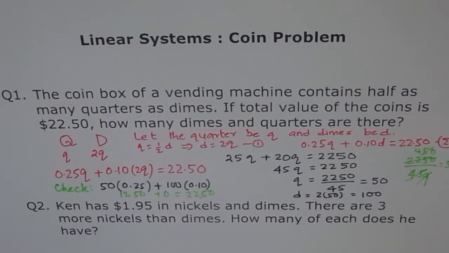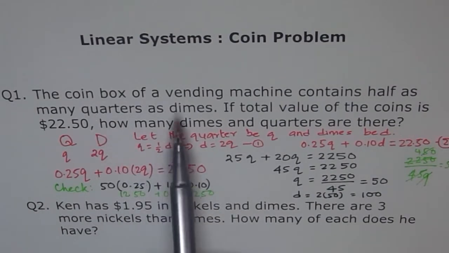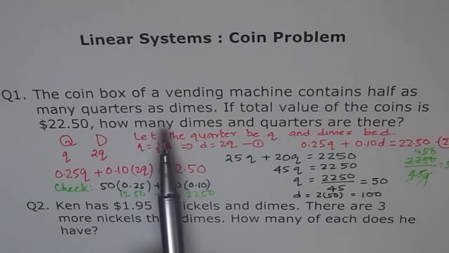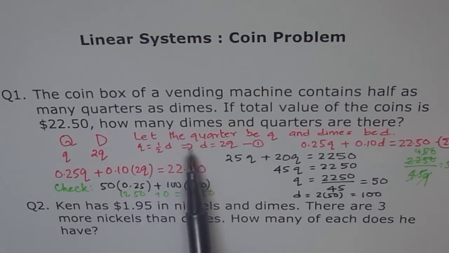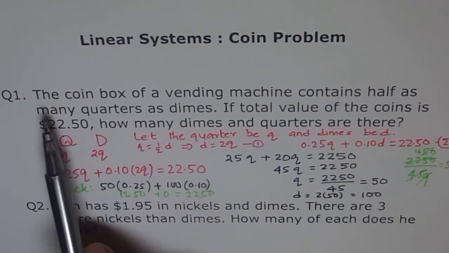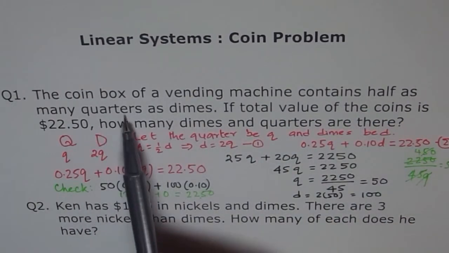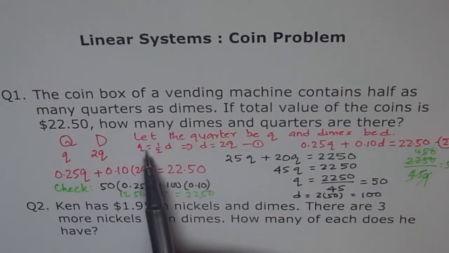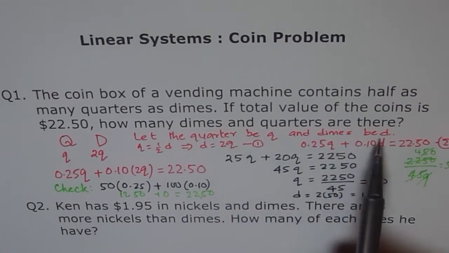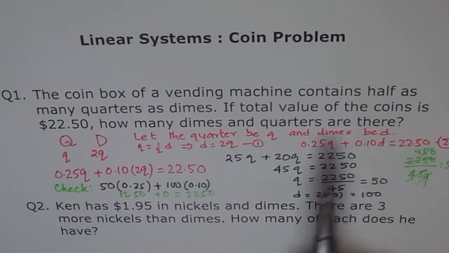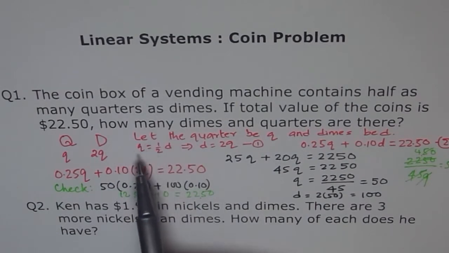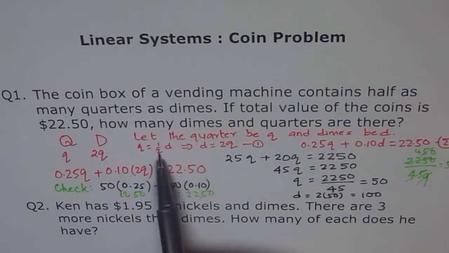And we followed two different approaches here. First, writing down two equations, because it's a linear system, right? We have two basic equations. Let me go the first route this way. It says, the coin box of a vending machine contains half as many quarters as dimes. So let Q be the number of quarters and D be the number of dimes. In that case, the relation between quarters and dimes is that quarters are equal to half of dimes.